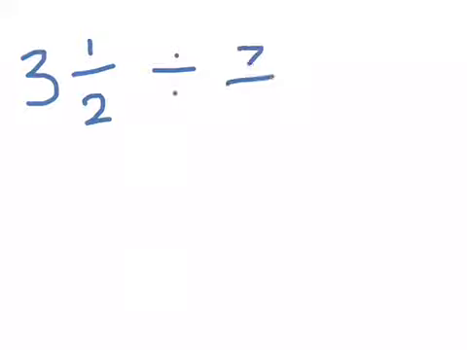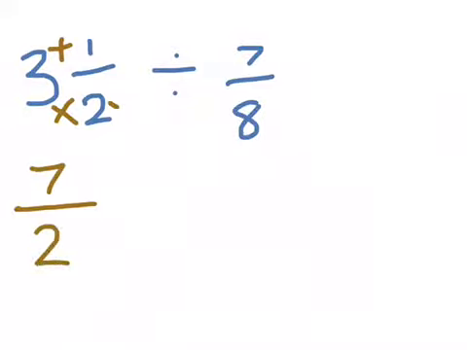Alright, let's look at a few different ones. For example, if I have 3 1/2 divided by 7/8. The first thing you need to do is to always change your mixed numbers into an improper fraction. So 3 times 2 is 6. 6 plus 1 is 7. So my improper fraction is 7/2 because this number stays the same. I change my division to a times and I flip my fraction to become 8/7.